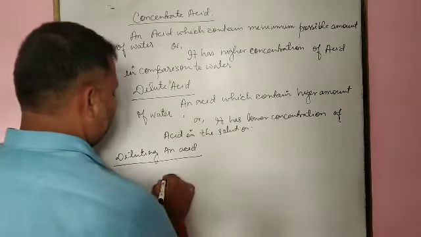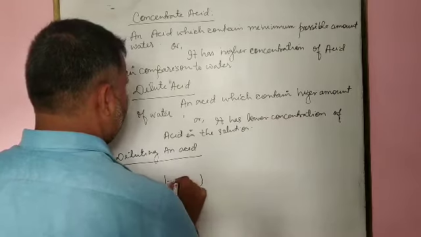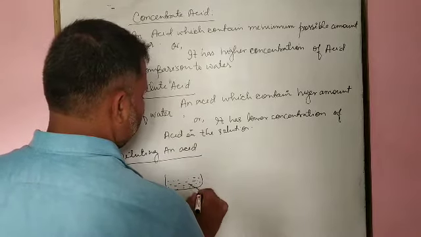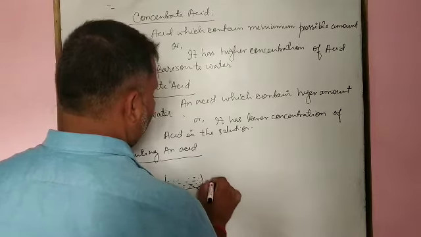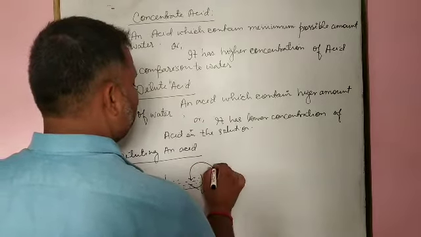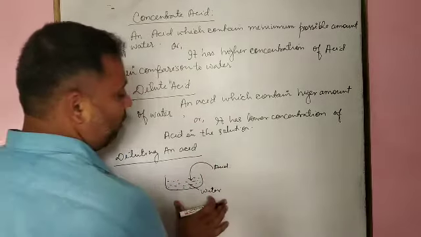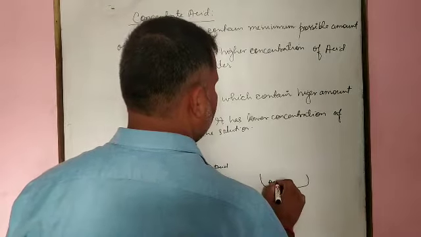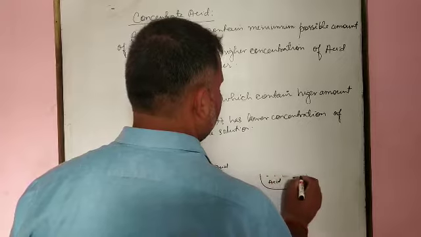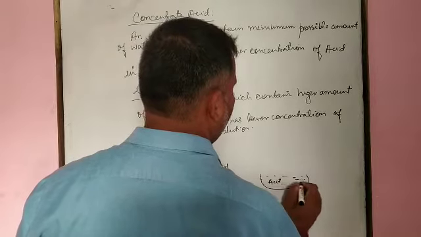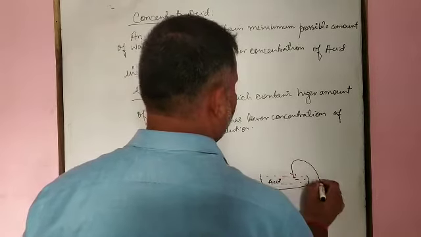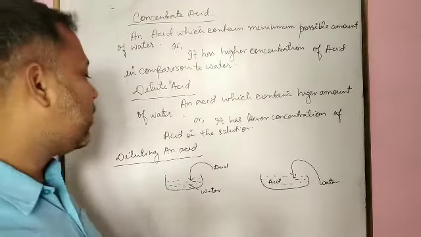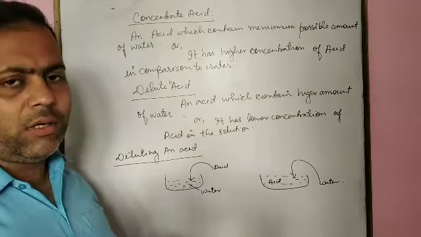If we have a container and we have water in it, this one is water. And what we are going to do? We are going to add acid. This is one way. The next one is that we have a container with acid in it, and then we add water into it. Which one is the correct method for diluting an acid?